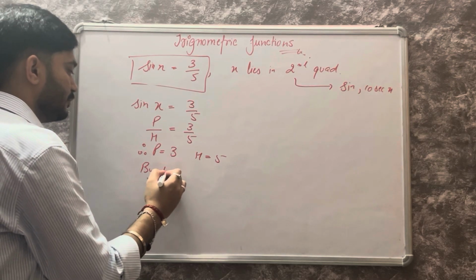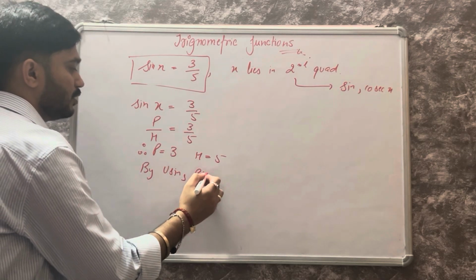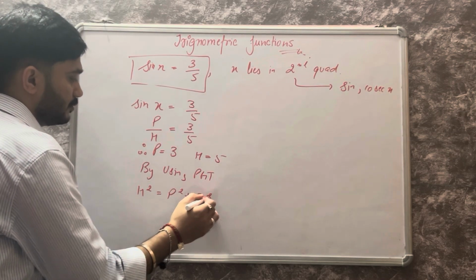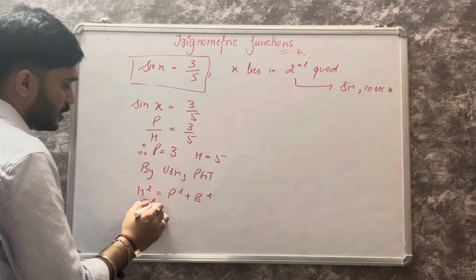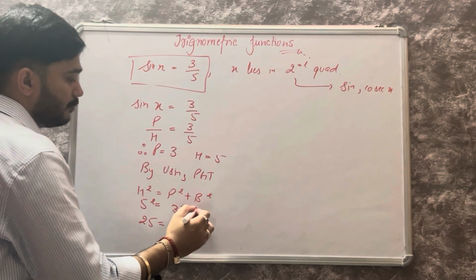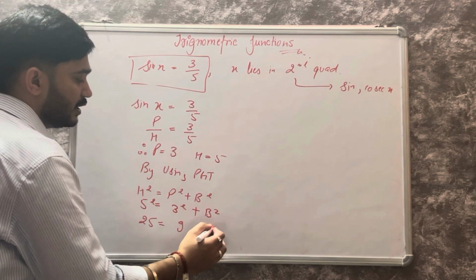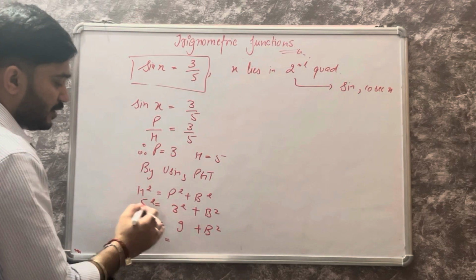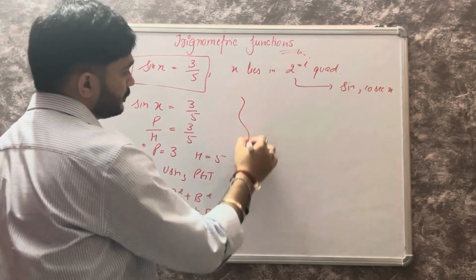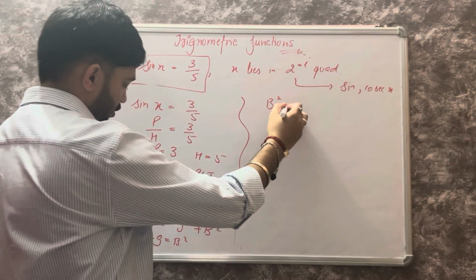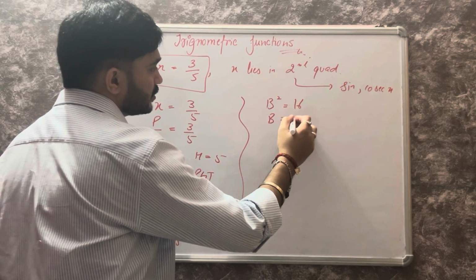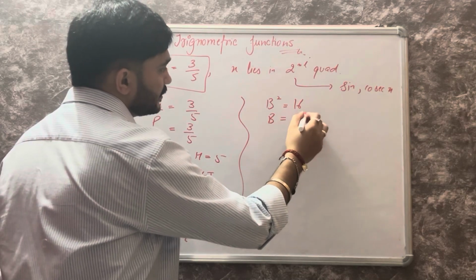By using Pythagoras theorem, h square is equal to p square plus b square. H is 5, 5 square is equal to 25, p is 3, 3 square is equal to 9, b we don't know, since we have to find the value of b. 9 is positive here, so we are going to subtract that from the other side. B square is equal to 16. So the value of b is equal to 4 because it is under root of 16.